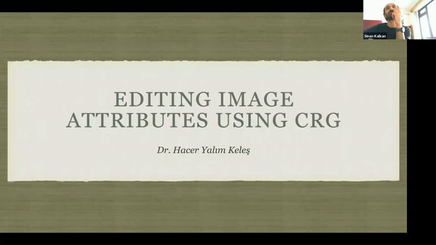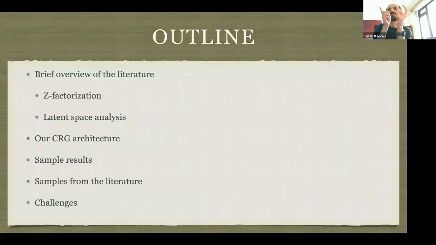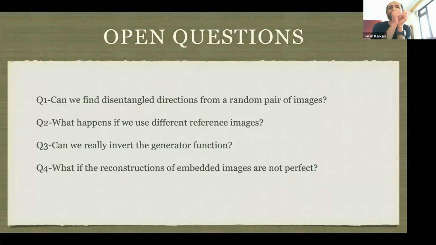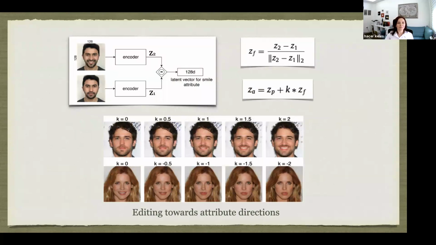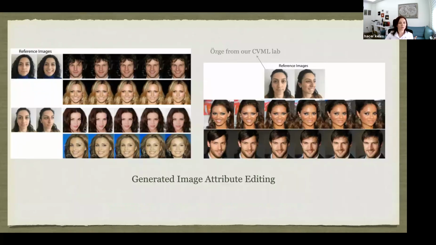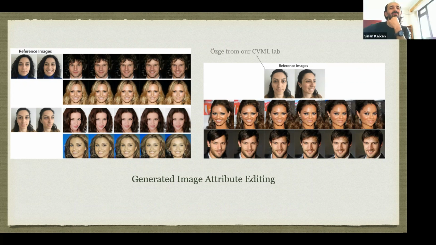Okay, then I'm confused. In one slide, you use different reference images, then you applied the direction on the same source image, and you obtain similar results. Yes. Here, for example, we use Yahya's face. We could edit the images for the smile attribute. We use Özge's photographs, and we can do that. When we analyze the Z vectors that we computed, they are not exactly the same. Numerically it is expected, but the difference is not very small. It was surprising to us.